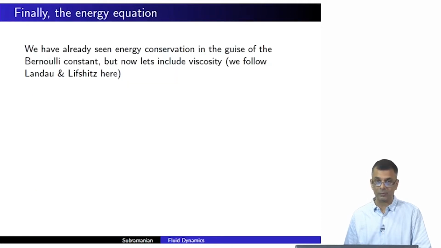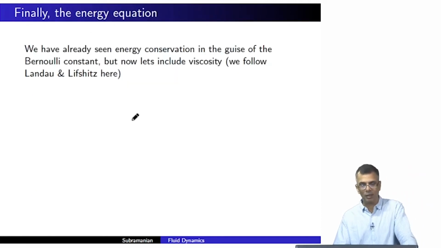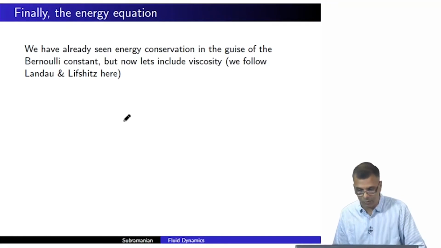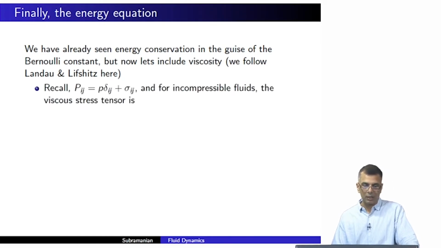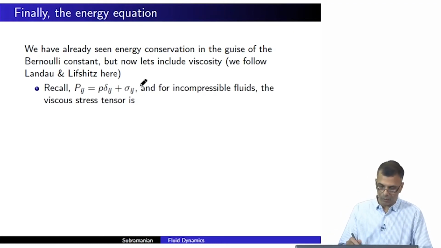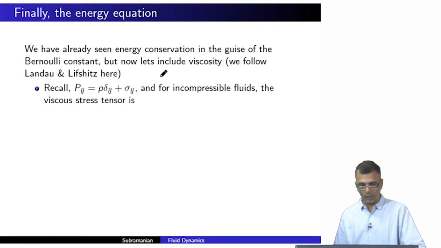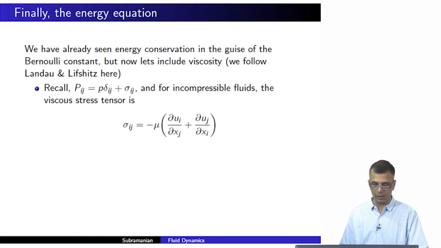And finally, let's talk a little bit about energy conservation. We have already seen energy conservation in the guise of the Bernoulli constant, but now let's include viscosity. So recall, this we've already seen, Pij, this we've already seen, and the viscous stress tensor is this. We just wrote this down.